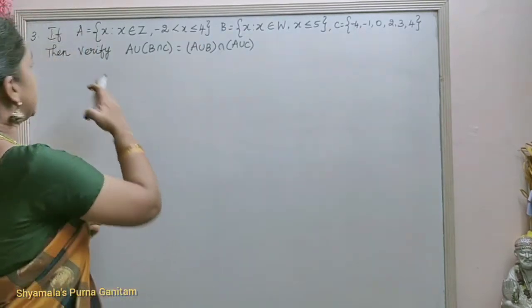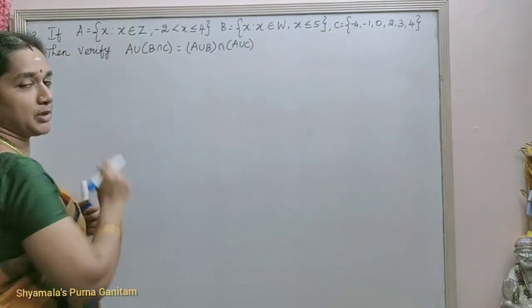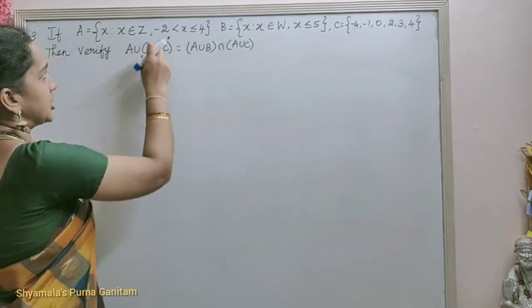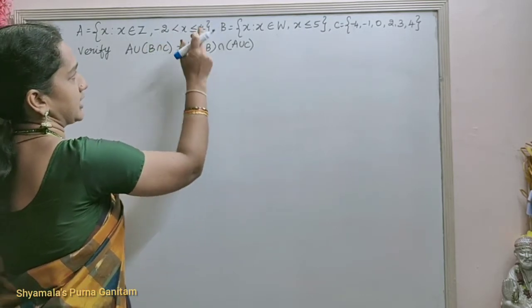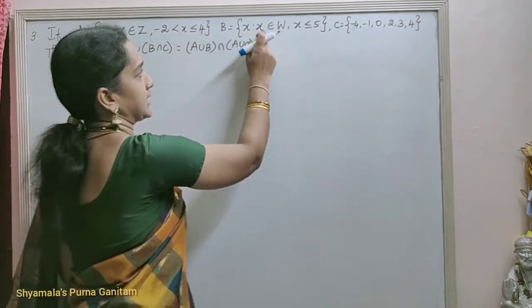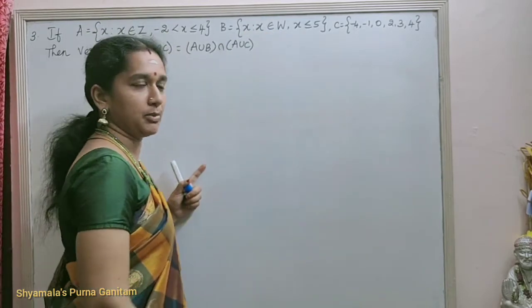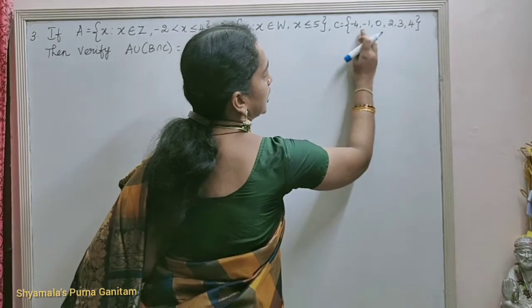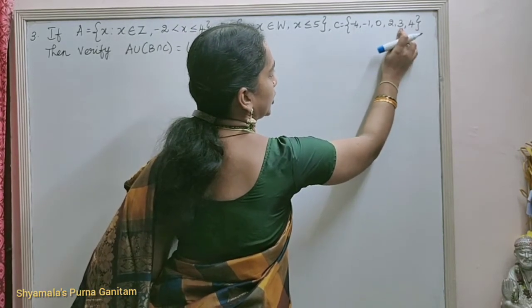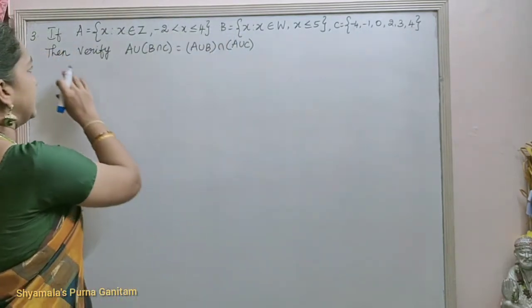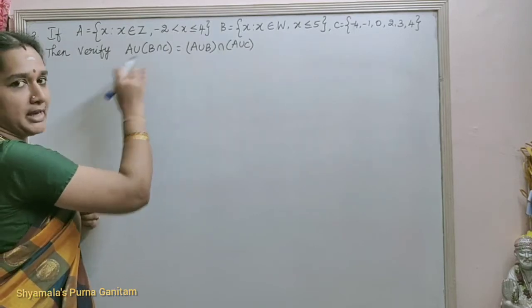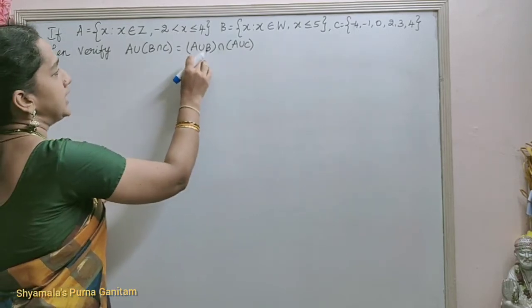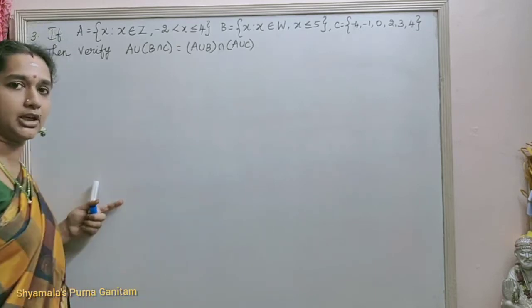Third sum: A is equal to {x such that x belongs to Z, Z is integers, minus 2 less than x less than or equal to 4}. B is equal to {x such that x belongs to W, W are whole numbers, x less than or equal to 5}. C is equal to {minus 4, minus 1, 0, 2, 3, 4}. Then verify that A union (B intersection C) is equal to (A union B) intersection (A union C).